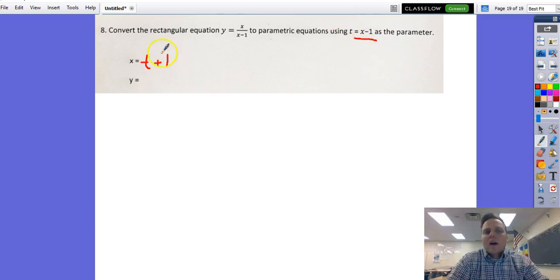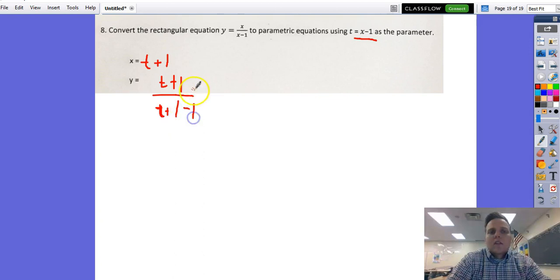So now I can take this t plus 1 and plug in for x here and here. So y is going to be equal to t plus 1 over t plus 1, minus 1. I'm just plugging in t plus 1 for both my x's, and don't forget this minus 1 that's right there. Well, in the denominator, this plus 1 and this minus 1 are going to cancel each other out, so you're going to get t plus 1 all divided by t.